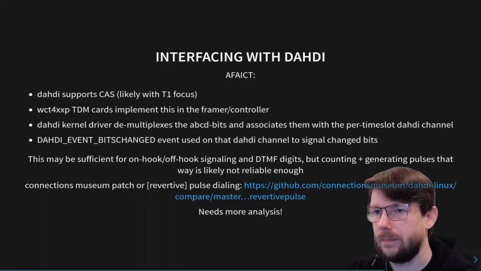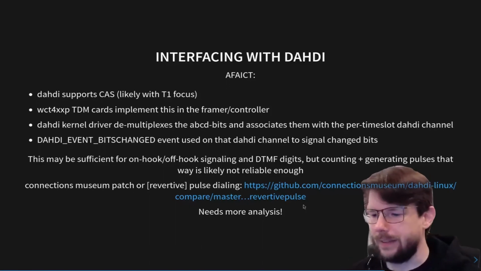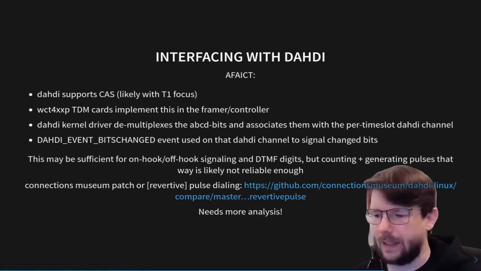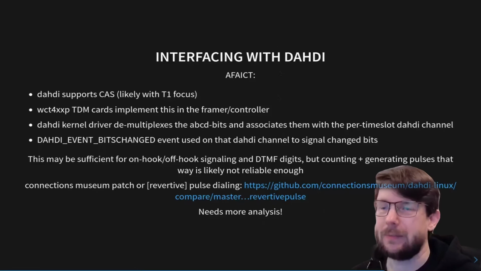I also think there is a pound ifdef around it, but it's implemented. Yeah, I saw a lot of this in the branch from the Connections Museum. I saw basically this patch doing it, but I didn't really see that in the original upstream DAHDI, though it could very well be there. I tried it out with standard upstream DAHDI over a T1, where the bits get transmitted a little bit differently, and regular dial pulsing worked.